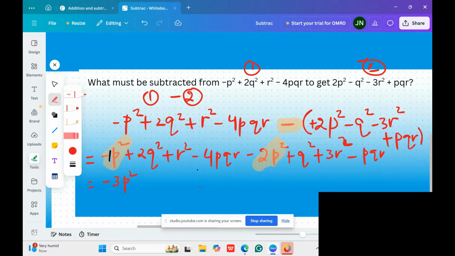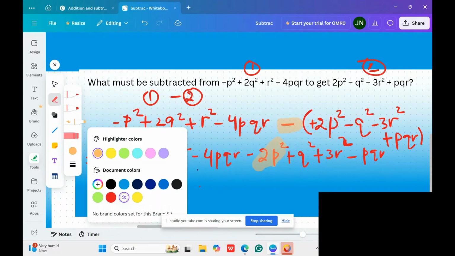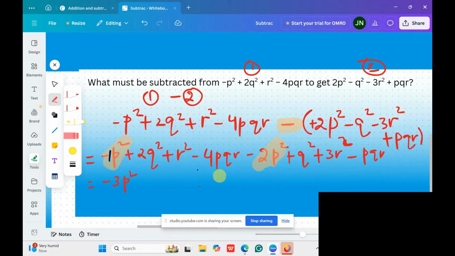Now let's have a look at the next variable. Next variable is q square. So I'll take this q square and I'll take this q square. There are no more q squares there. Did you see that the signs of the coefficients are opposite and the numbers are the same? Plus 2, minus 2. They will get cancelled. Done. We don't have to solve it.